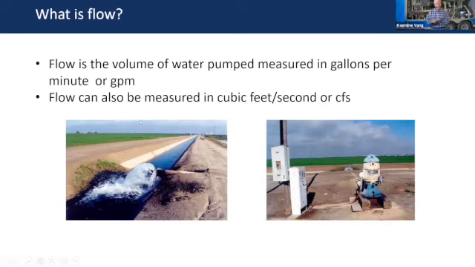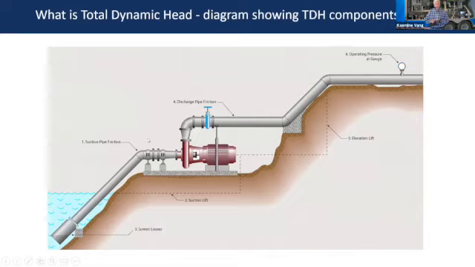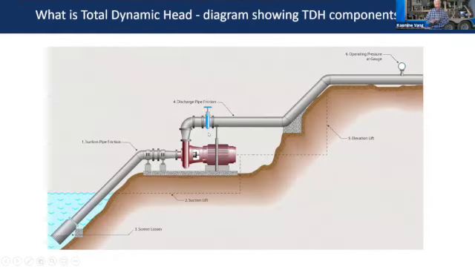We talk about flow rate. We're talking about gallons per minute today. It could be cubic feet per second. That's just conversion. We know that we get that through flow meters. And we have a flow meter on our trailer here, and I'll give you the tour here in a minute to show that to you. We also talk about total dynamic head, which is the total lift of the pump.